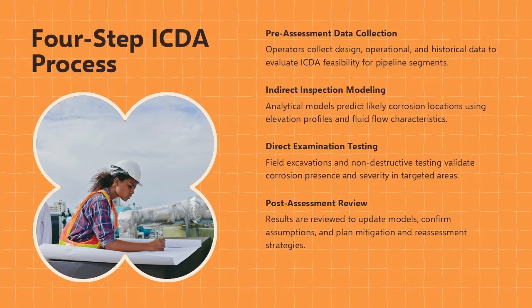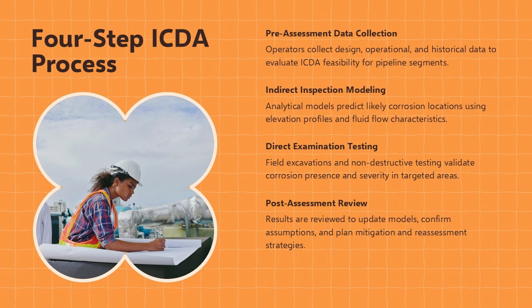The ICDA methodology is structured around four distinct but interrelated steps: pre-assessment, indirect inspection, direct examination, and post-assessment. Each step builds upon the previous one, forming a logical and defensible workflow for internal corrosion evaluation.